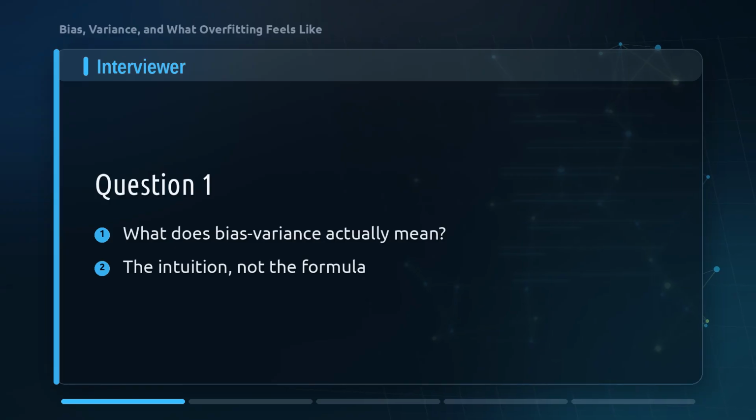Let's start plainly. What does the bias-variance trade-off actually mean? Not the formula, the intuition.